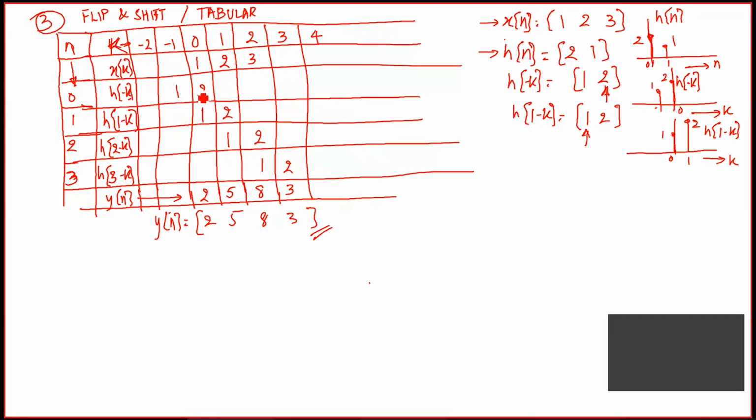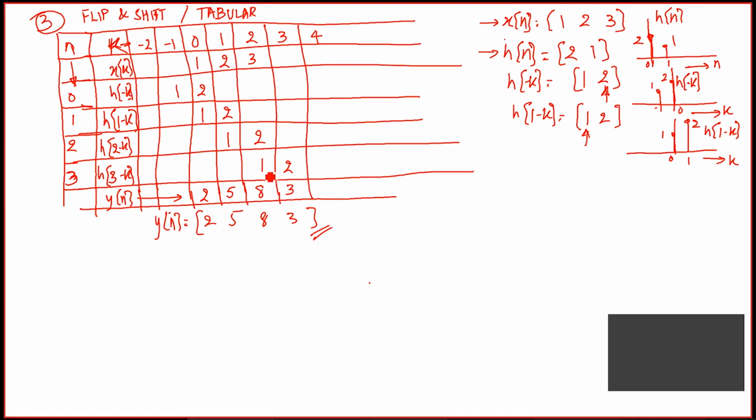So we keep shifting, and this is h of minus k, or in other words h of 0 minus k. This is h of 1 minus k, this is h of 2 minus k, h of 3 minus k. On this side we are writing h of n minus k, so n0, n1, n2, n3. And that helps us find our y of n. So y of 0 would be h of 0 minus k with x of k, these two terms together. y of 1 would be h of 1 minus k with x of k, the dot product. We just write the values here, we keep writing, and that is what we end up getting.